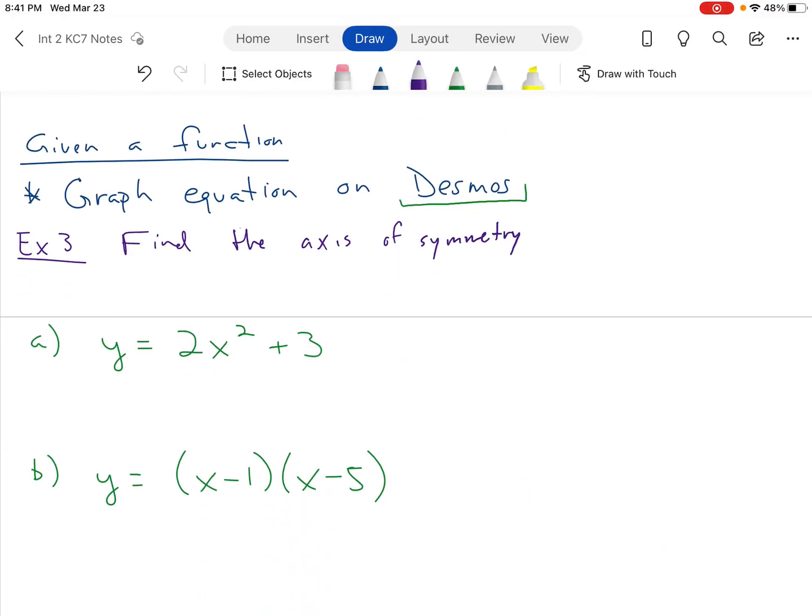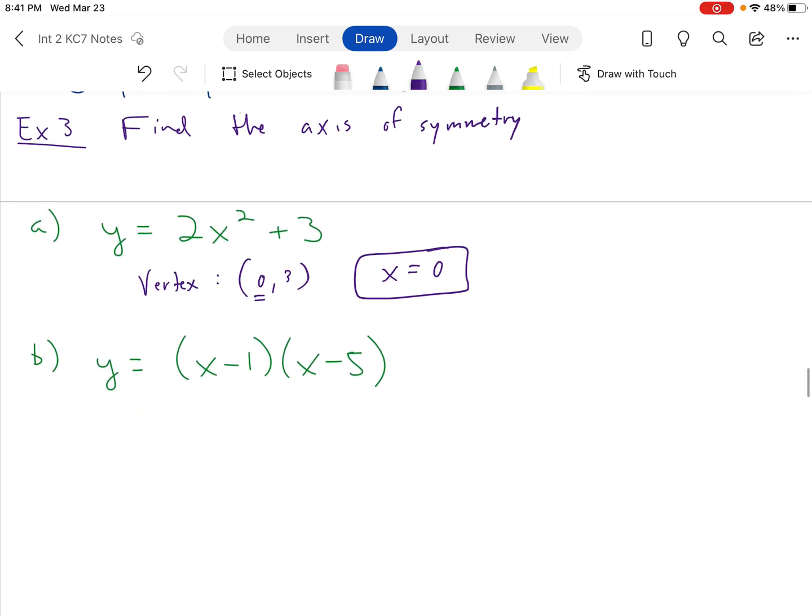Since my vertex is at (0, 3), my x-coordinate would be my axis of symmetry. So my x value is 0, and I'm done. Same thing for B.